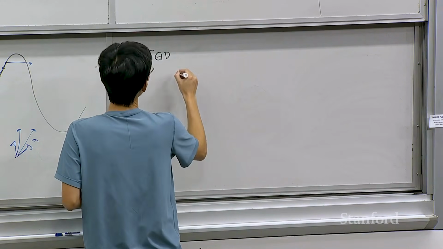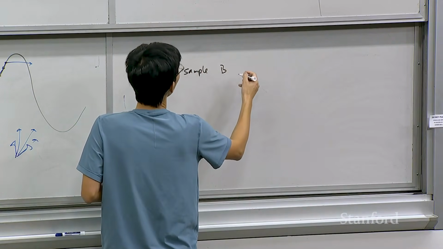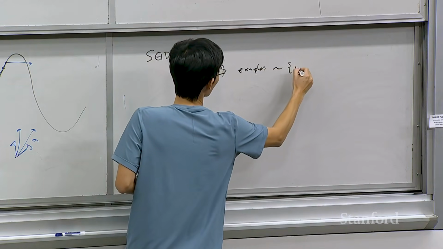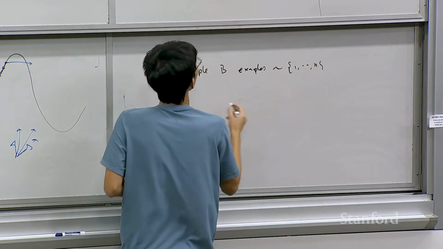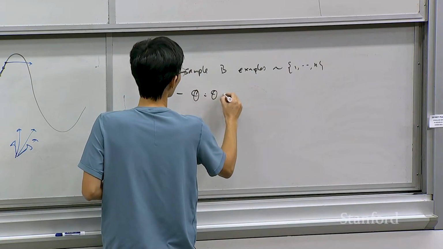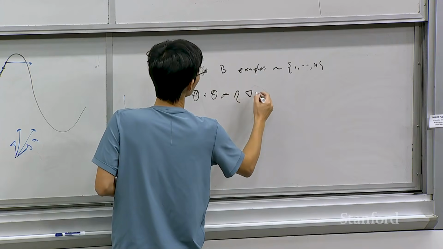So I think you just change the algorithm to be you sample, say B examples from 1 to n, and then you say theta is equal to theta minus eta gradient.